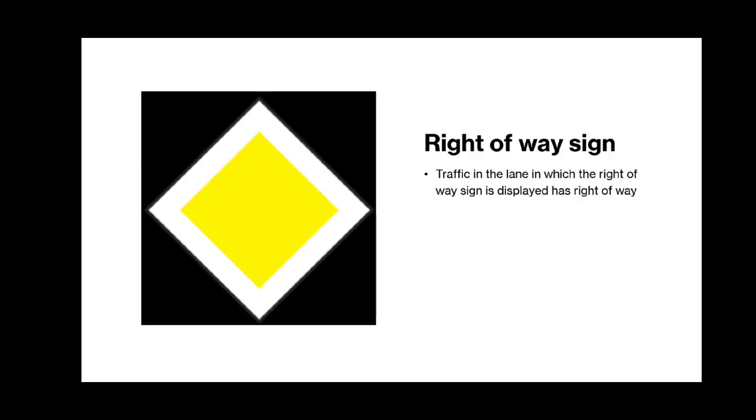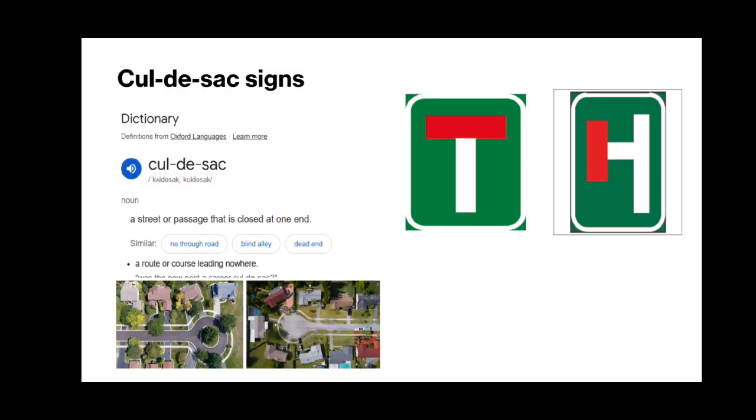Next up, we have right of way signs. These signs show you which lane or road has priority at a junction. If the sign is in your lane, then you have the right of way. So this one prevents confusion, especially around roundabouts or mergers. Cul-de-sac signs. This sign means there's a dead end ahead, and the red block itself represents the dead end. So whichever side you see the red block, that's the side where the dead end is.